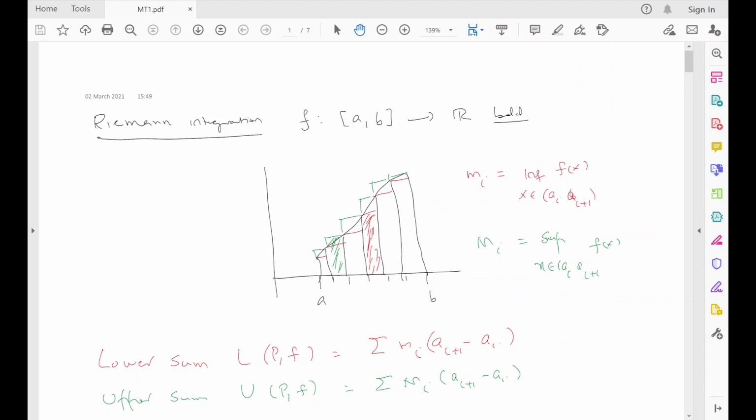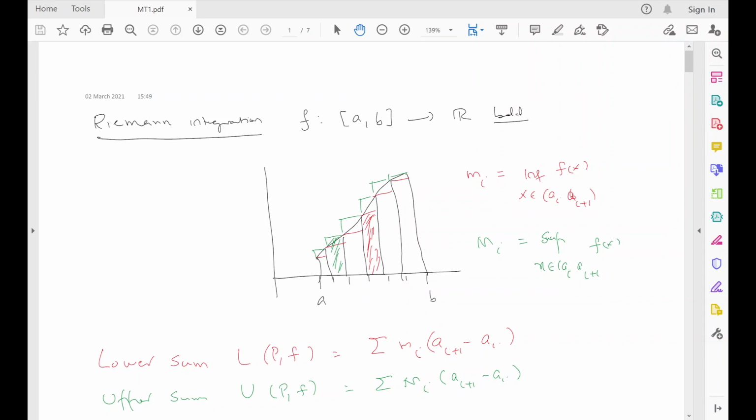Now, you divide [a, b] into several smaller intervals. If you look at the picture, you see how it is. The interval [a, b] is divided into smaller intervals, and small m_i is the infimum of the function f in the interval a_i to a_{i+1}, and capital M_i is the supremum. So, both of these should be finite. That is where the boundedness matters, and then you form the lower sum and upper sum.